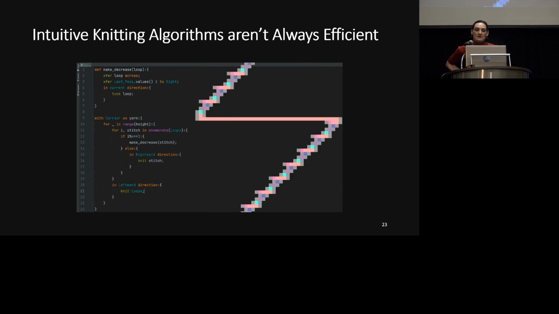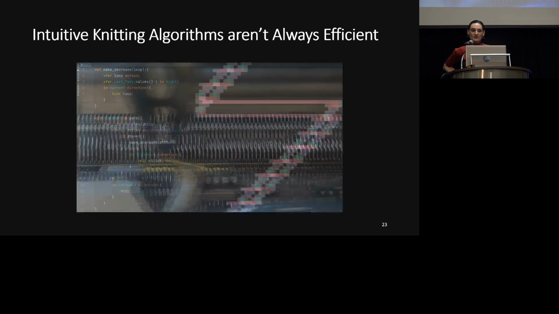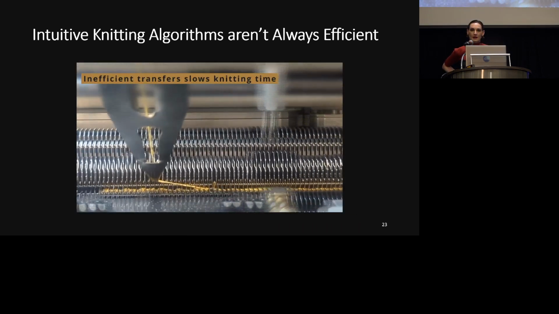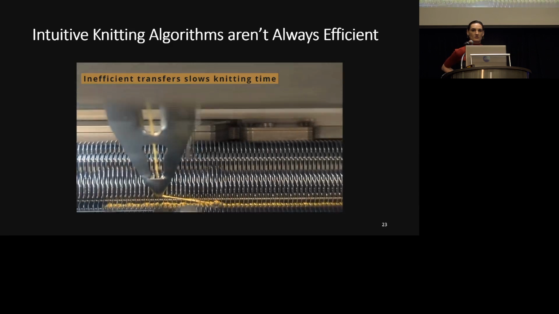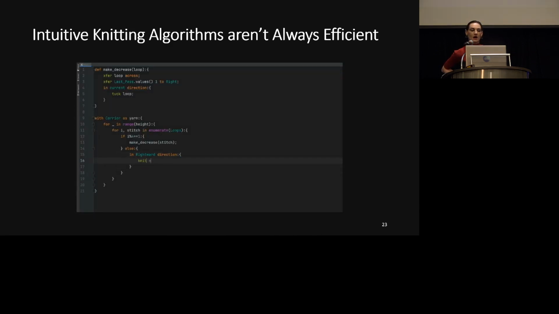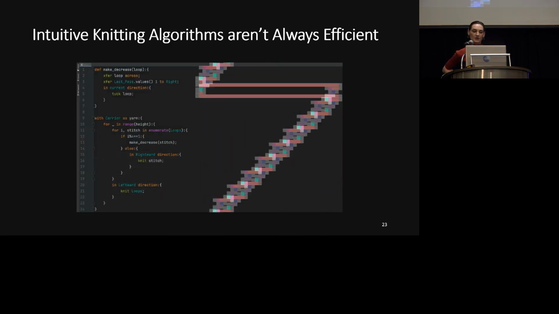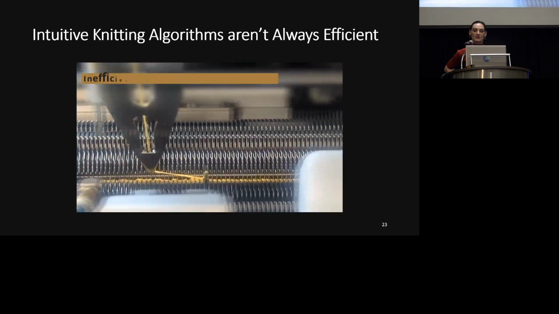Now the problem with KnitScript, though, is that not every intuitive knitting algorithm is going to be efficient. Especially if you have a hand knitter, you might have the intuition that you will transfer loops onto your decreases and then knit through them. And this creates these really inefficient knit structures.